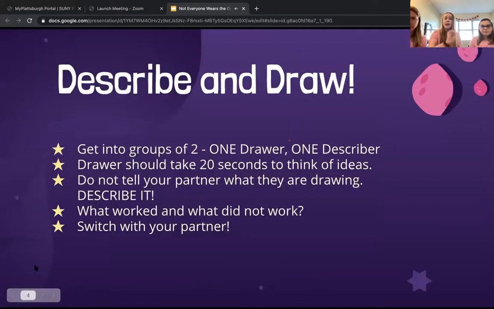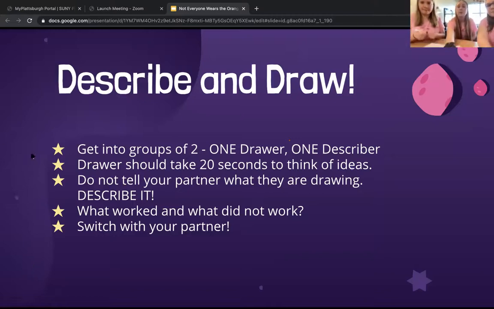All right, so now we are going to watch Jen and Amanda do an example for us of how to describe and draw. So Amanda is going to be the coder, or the person giving the instructions, and Jen is going to be the computer, the person receiving the instructions and doing it. So what they're going to do is they have a sheet of paper and they also have a marker, and Amanda's going to give her instructions, Jen's going to draw it, and we're going to see the outcome. So let me stop sharing.